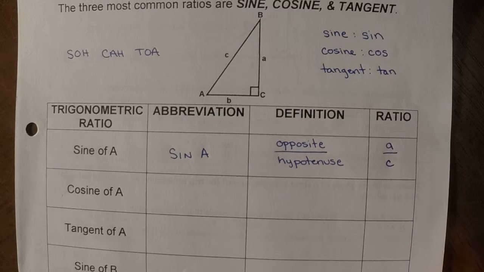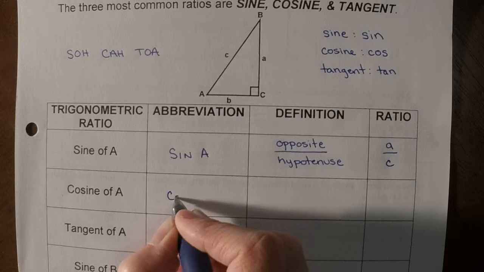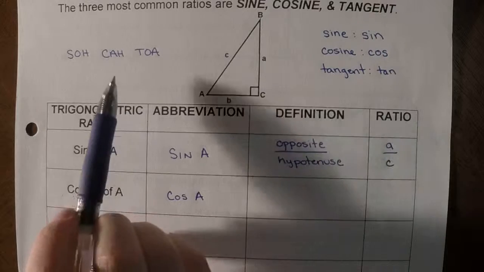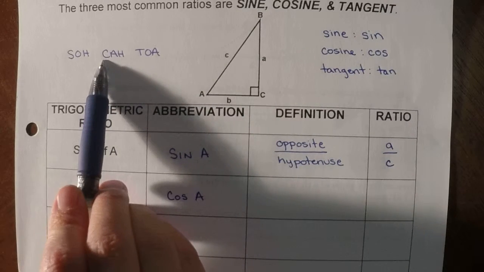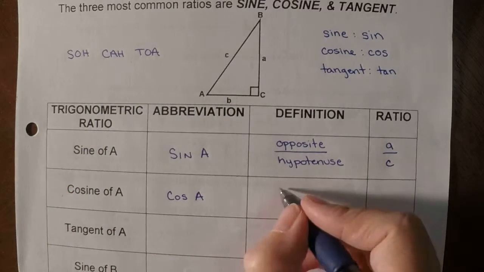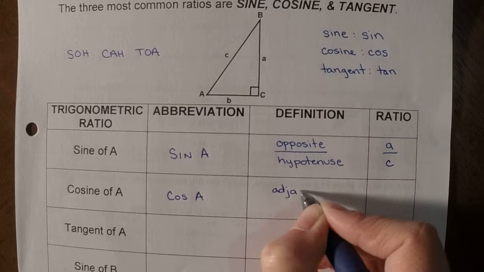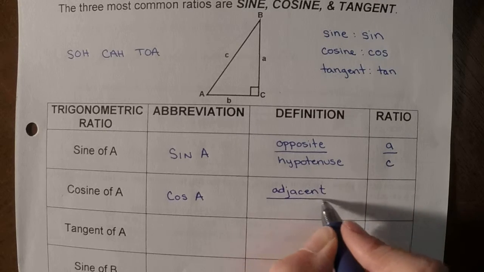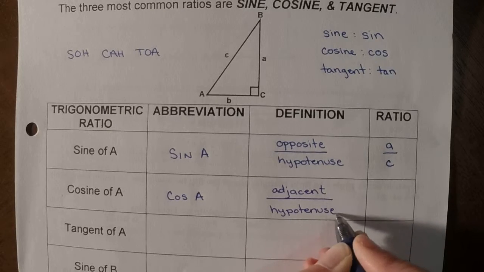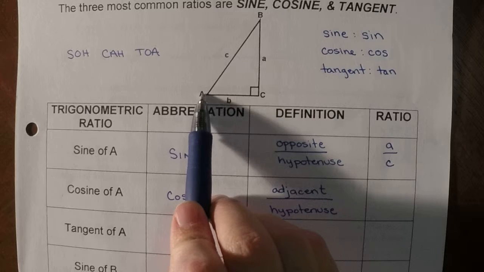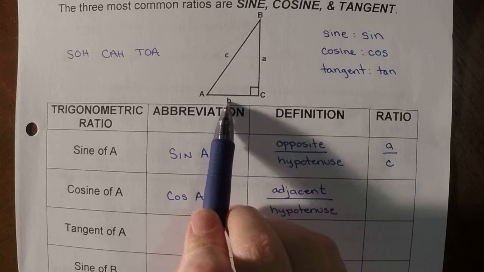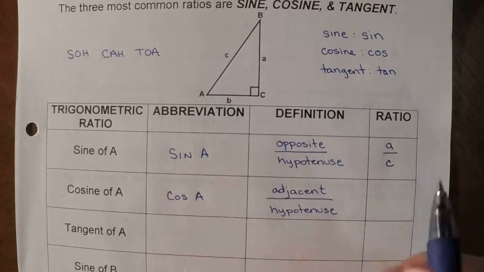Then we have cosine of A. So again, the abbreviation is COS and A. And according to our definition, cosine is going to be the adjacent over the hypotenuse. So again, I'm going to start with A, but now I'm going to go to the adjacent side. So the one that's right beside it, but that is not the hypotenuse. So B over C.